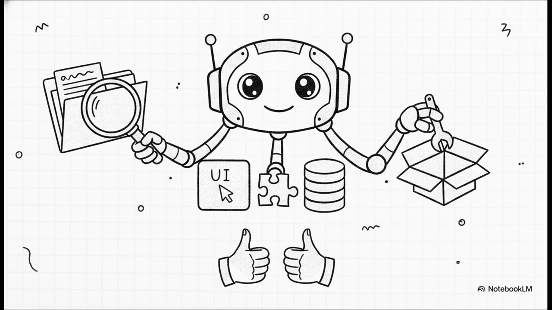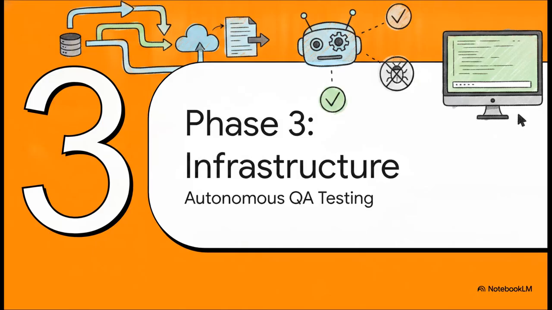I mean, it's honestly mind-blowing. The developer simply reviews the diffs and clicks accept all. You maintain total architectural control, while the AI just handles all the heavy lifting. Which brings us to phase 3, the infrastructure polish: autonomous end-to-end testing with Claude Code.